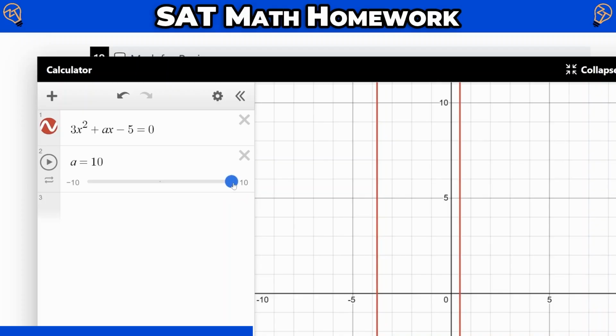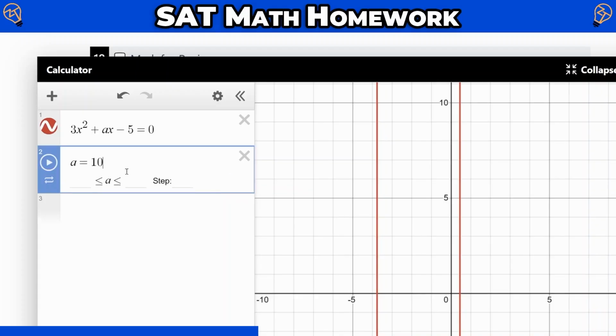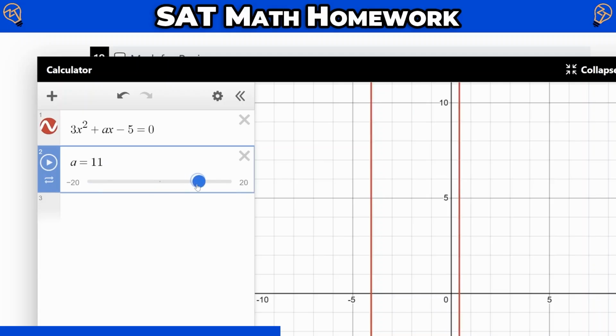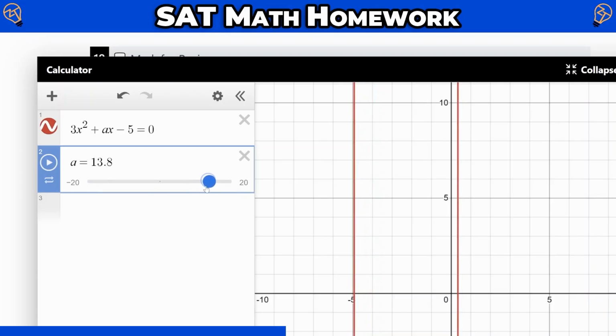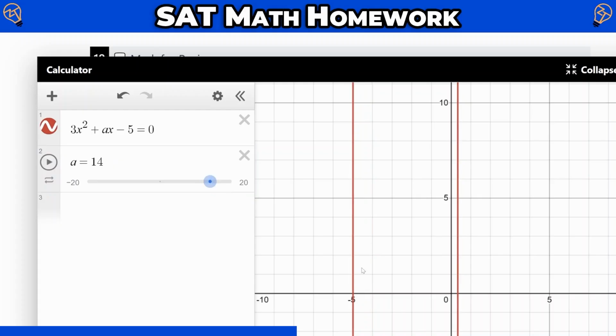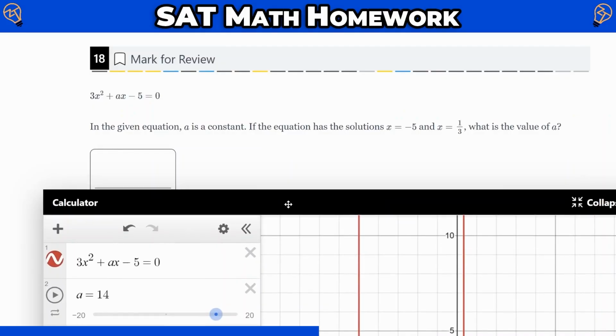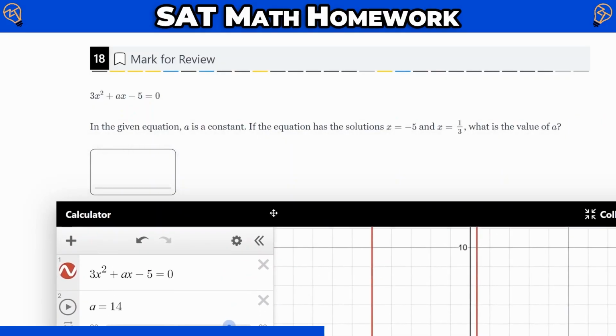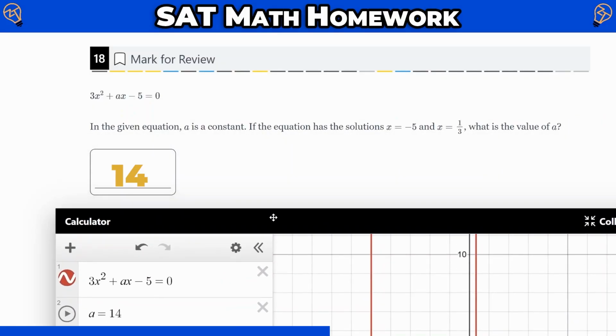However, I need to go bigger than 10. So I'm going to click here again, and I'm going to change the range here. So maybe instead I'll go -20 to +20, and I'll just press enter. And then let's go ahead and see how the slider is working. All right, as I get here, it gets a little bit tough to move. It looks like I'm right at 14. Let me go ahead and confirm that by clicking here. Yep, -5, 0. And if I click here, oh, that's 1/3, 0. And we know that those were the two solutions. So we figure out that a is 14, and we could just move on.